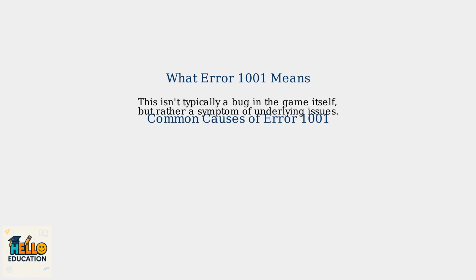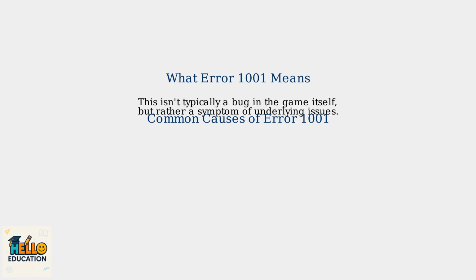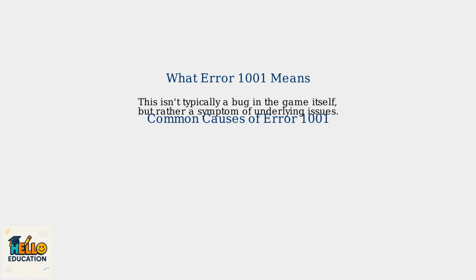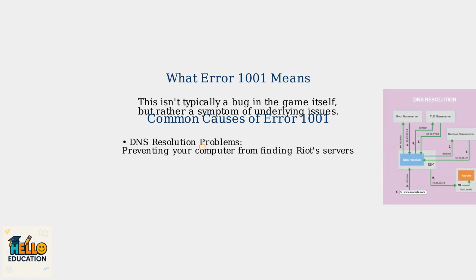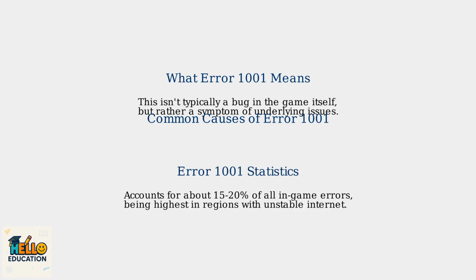Here are the common causes: network instability, firewall or antivirus interference, DNS resolution problems, server-side outages, or corrupted game files. Network instability such as packet loss, high latency, ISP problems during peak hours, and throttling. Firewall or antivirus interference blocking League's traffic. DNS resolution problems, preventing your computer from finding Riot's servers. Occasional server-side outages, or corrupted game files on your computer. Error 1001 accounts for about 15 to 20% of all in-game errors, being highest in regions with unstable internet.